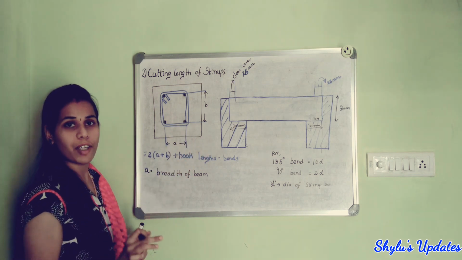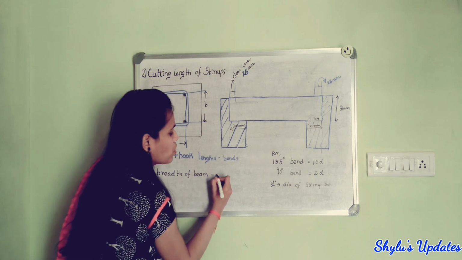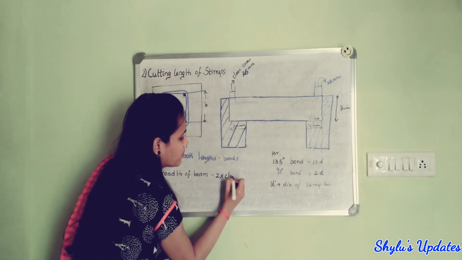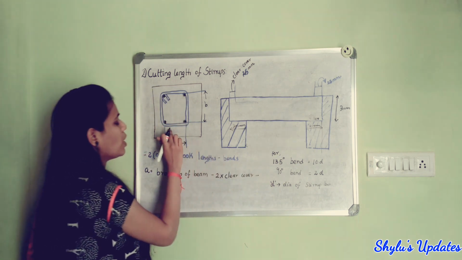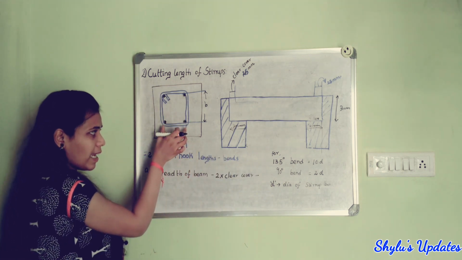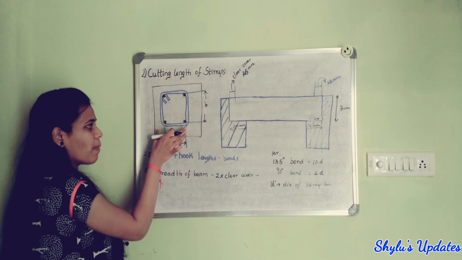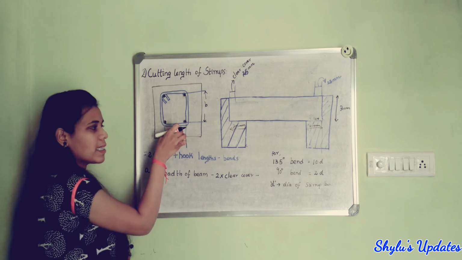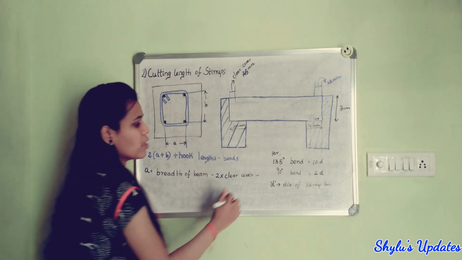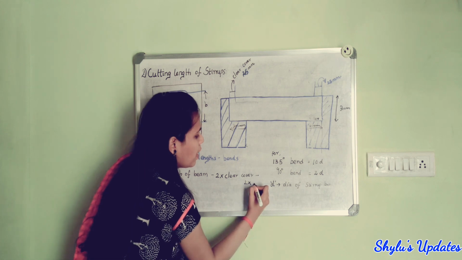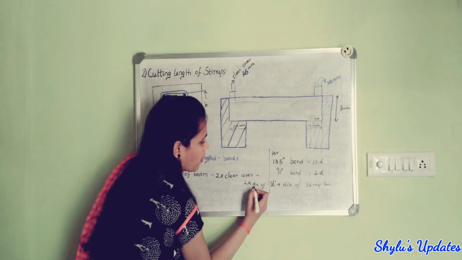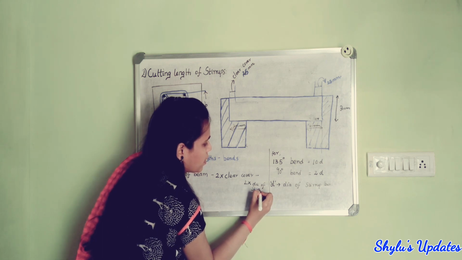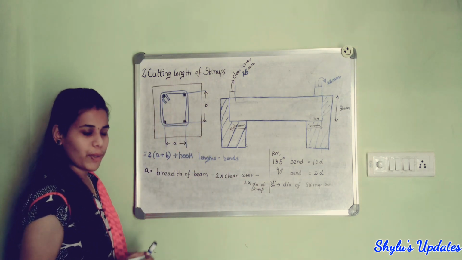Both the sides clear covers are there, isn't it? So minus 2 into clear cover, minus 2 into dia of stirrup. Actually we need this distance, isn't it? So we have to minus this clear cover and also this dia of stirrup. Okay, so 2 into dia of stirrup, so we have to substitute the value here.